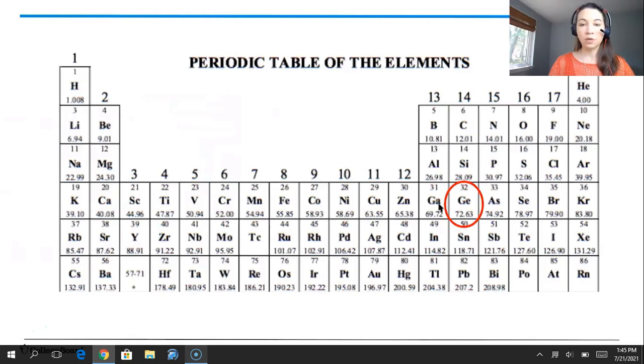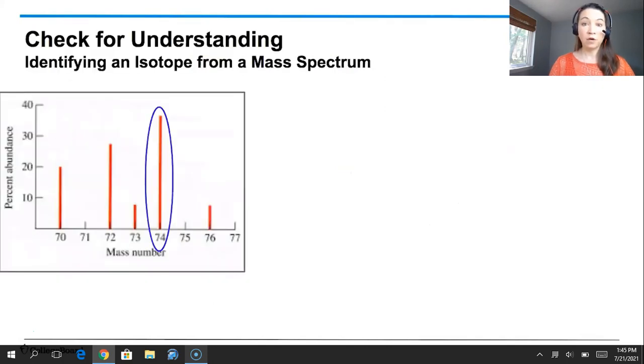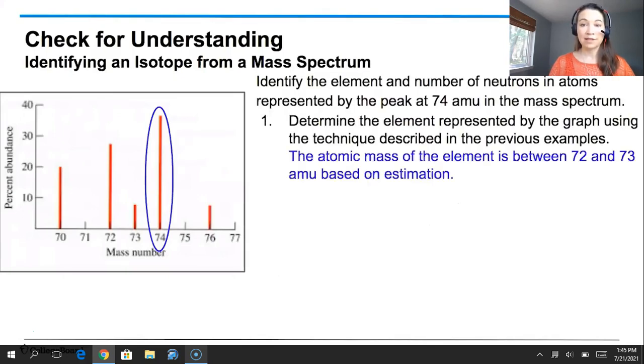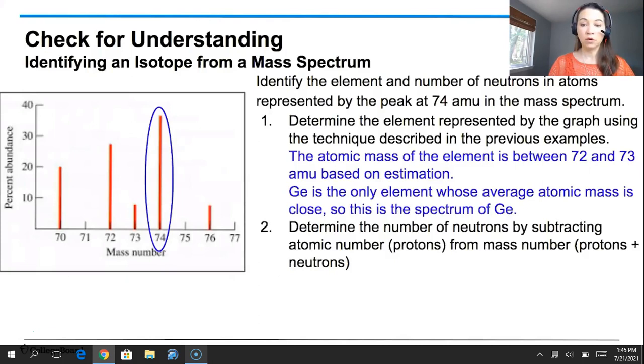And notice that the two elements on either side that have the closest atomic masses are nowhere near 72 or 73. So gallium is 69.72, it's below 70, and arsenic is almost 75. So I think it's pretty clear that this has to be germanium at 72.63 AMUs. So then I'm going to go back and focus specifically on the peak at 74 AMUs, because that's what I've been asked to do. So this is the spectrum of Ge.